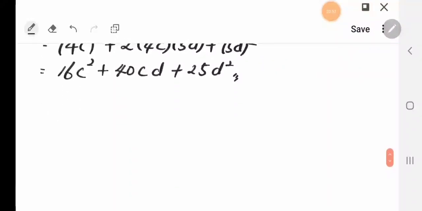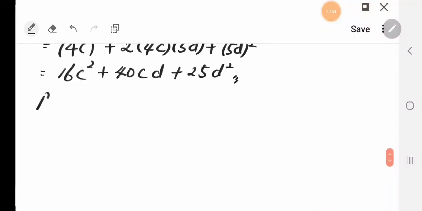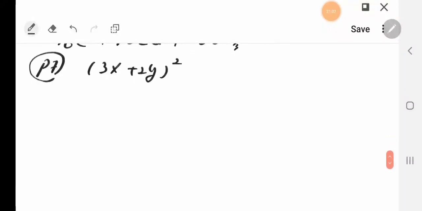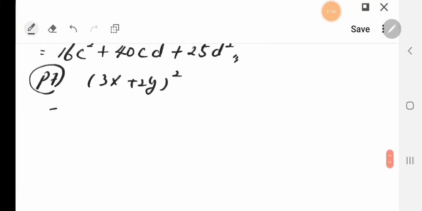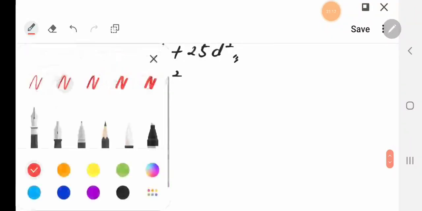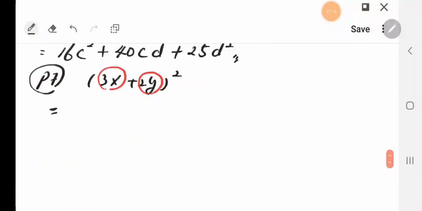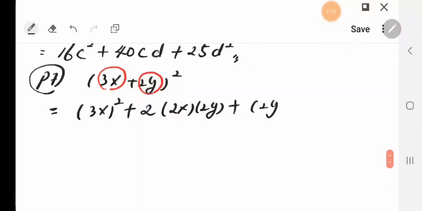Okay, let's try another example. This is problem 7: 3x plus 2y squared. It is much better to memorize this formula. This is a binomial, so 3x is the first term and 2y is the second term. So when we multiply this, a squared, the first term squared, plus 2ab, 2 times the first term and the second term, plus b squared, 2y squared.